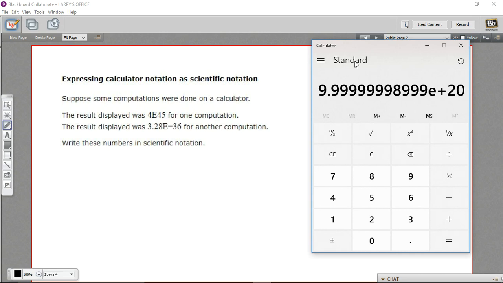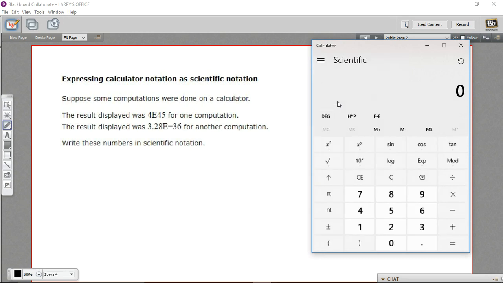Well, I'm in the standard calculator on Windows 10. I'm going to go to the scientific, and I'm going to try that again. Hit equals there. Now that time it didn't do it. Let's multiply that by even more. Still not doing it. So the scientific calculator will play this out as long as you need it.